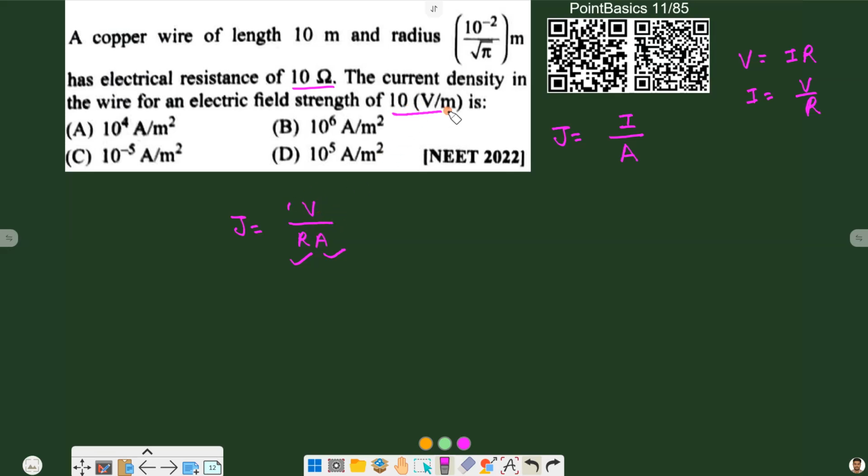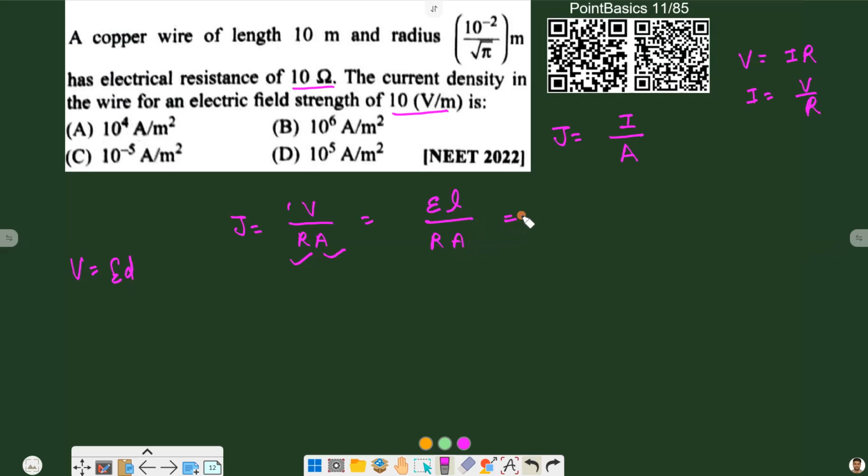Here we are given the electric field strength, not the potential. And from the previous chapters we know that V is equal to ED, mathematically. So it will be E times, and here the distance is the length of the wire, so L by RA.